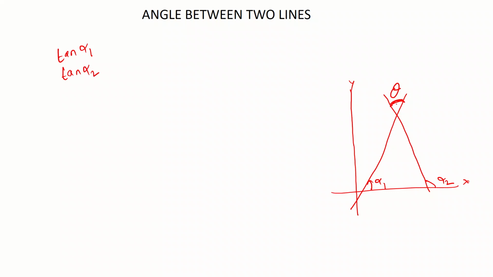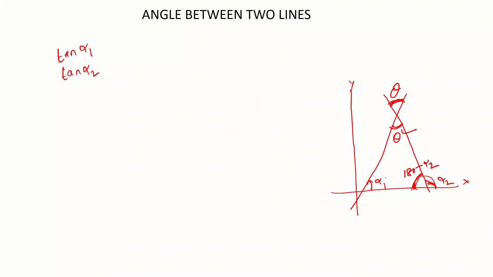Now I want to find out theta in terms of alpha 1, alpha 2, or tan alpha 1, tan alpha 2, anything. So for that, let's understand this. If this is theta, then this is also theta because they are vertically opposite angles. And what is this angle? This angle is 180 minus alpha 2, because this entire angle is 180, this part is alpha 2, so the remaining part is 180 minus alpha 2.